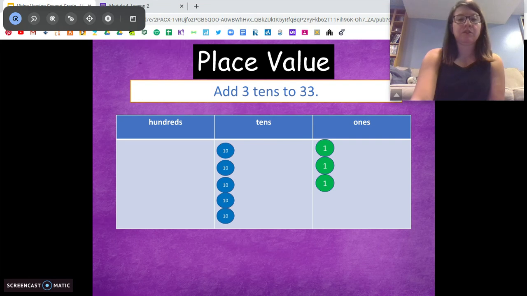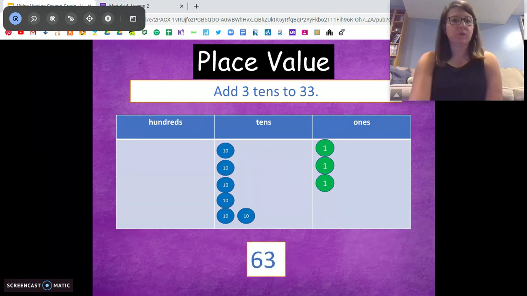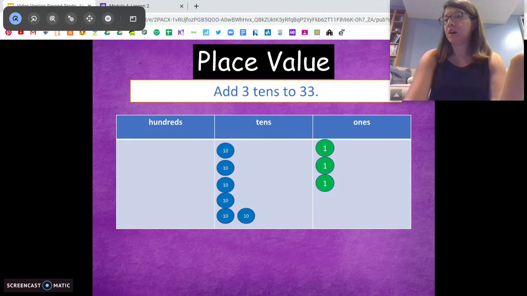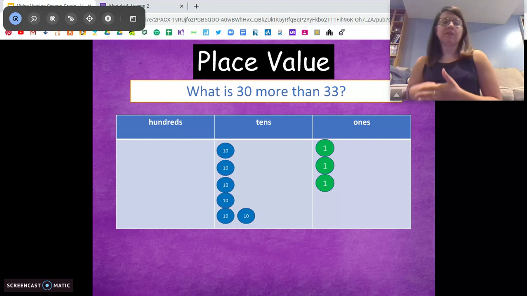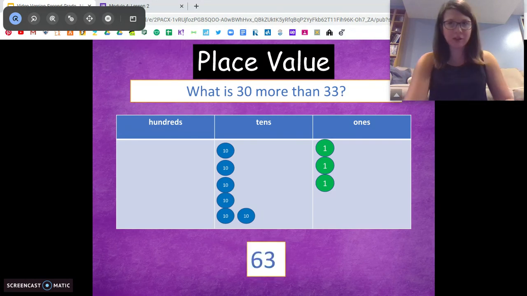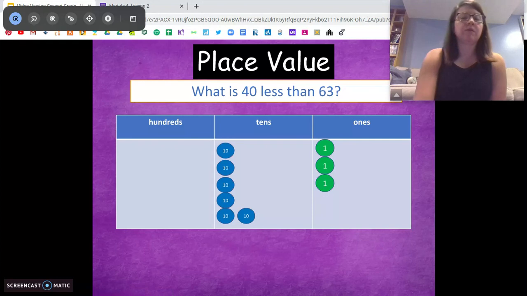Now you're going to add 3 more tens onto 33. So go ahead and add that on your place value chart. So how many tens do we have now? Yeah, 6 tens. Good. So our ones are staying the same. So we have 6 tens, 3 ones, which equals what? 63. Awesome job. So what is 30 more than 33? You just told me. 63. Awesome job. Easy adding those big numbers. So we have unit form, 6 tens, 3 ones. We just went over that.